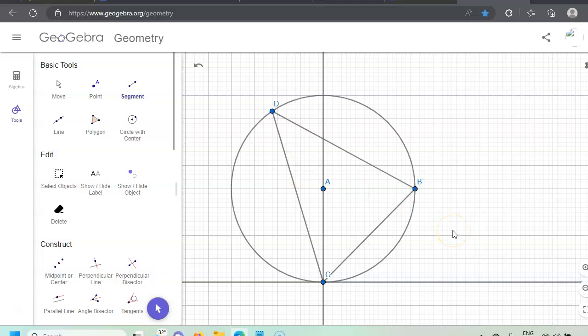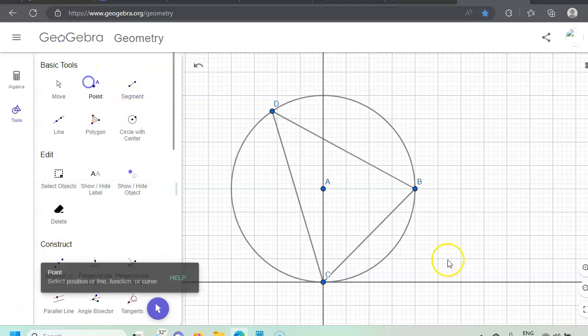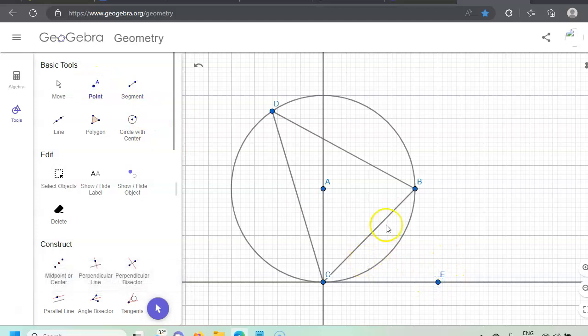Alright, so I think we have all of the elements now. Let's prove that the angle formed with chord CB and tangent line CE, that would be angle BCE, is equal to the angle at the alternate segment. And the angle at the alternate segment is CDB.